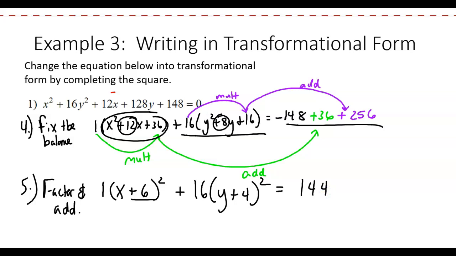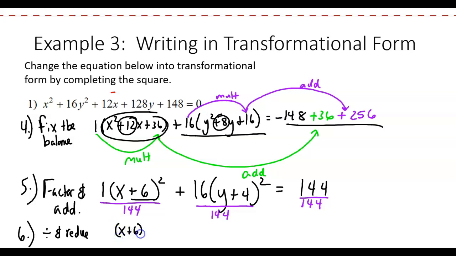All right. The last step that we're going to do is divide and reduce. So what are we going to divide? Well, we're going to divide both sides by 144. So I'm going to divide 144 here, here, and here. Now, for this first one here, it doesn't need to be reduced. That's as good as it gets. For the next one, I'm not sure if 16 goes into 144 evenly. Let me see.